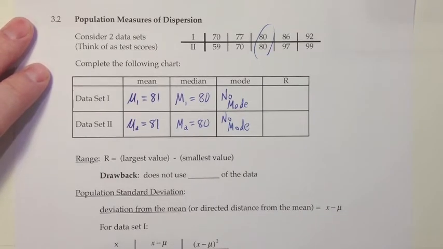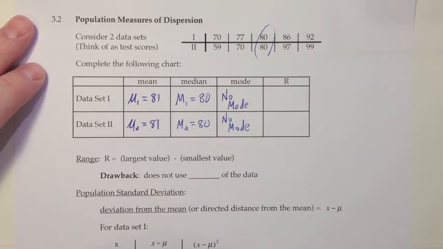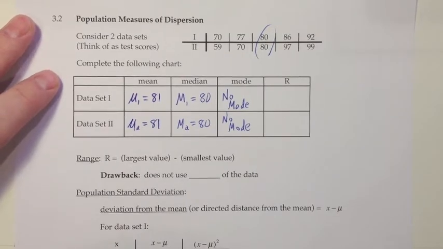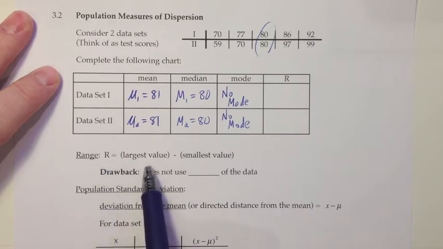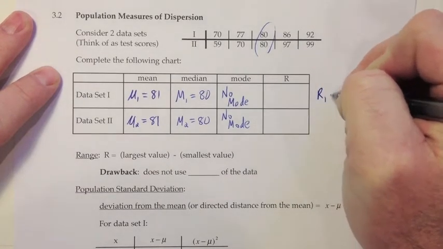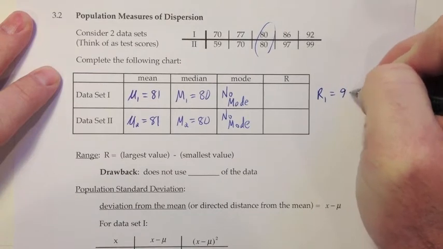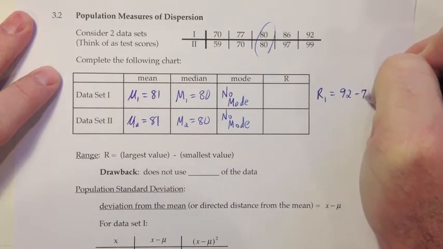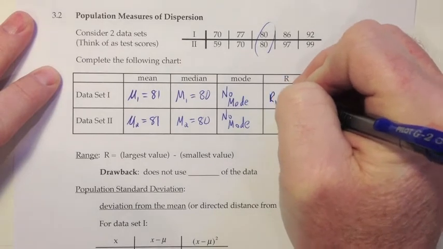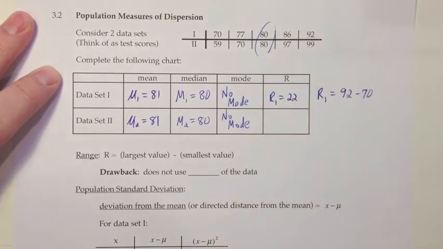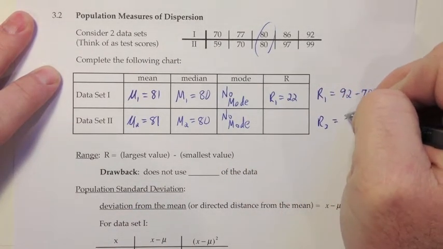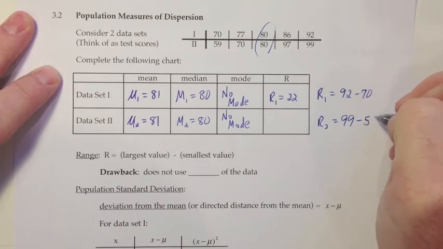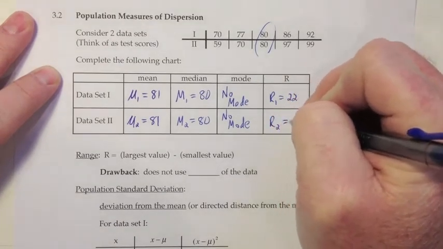So if we want to see the difference start to show up in our calculations, we need to start calculating measures of dispersion. So the first one that we can do is nice and simple. It's called the range. We use a capital R for that, and the range is just the largest value minus the smallest value. So let's do that on the side over here. The range for data set 1 would be the largest value, 92, minus the smallest one, 70. So it looks like our range for data set 1 would be 22. And then if we did the same thing for data set 2, we take the largest value of 99 and subtract the smallest value of 59, and we get that the range for that data set is 40.